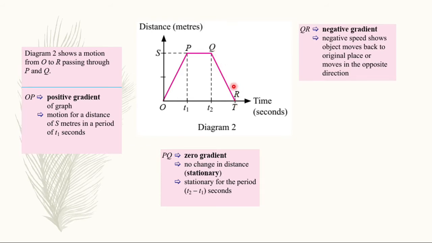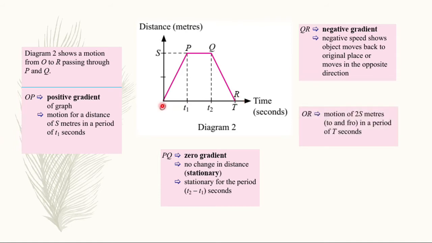You have to remember this part here. Negative gradient meaning that it shows the object moved back to the original place or moved in the opposite direction. Okay, it doesn't mean the speed is slowing down. There's no slowing down, just that it is negative to indicate you go back to the original place.